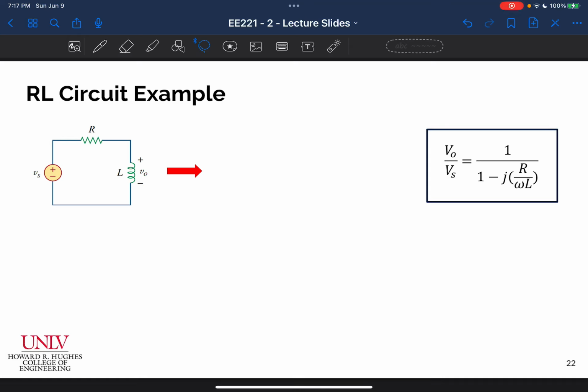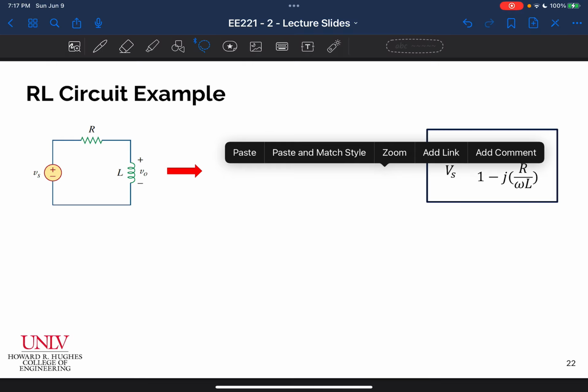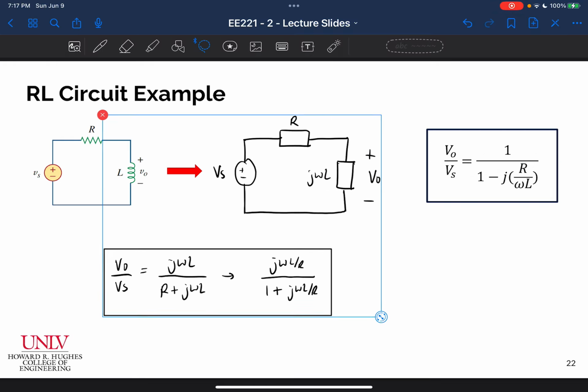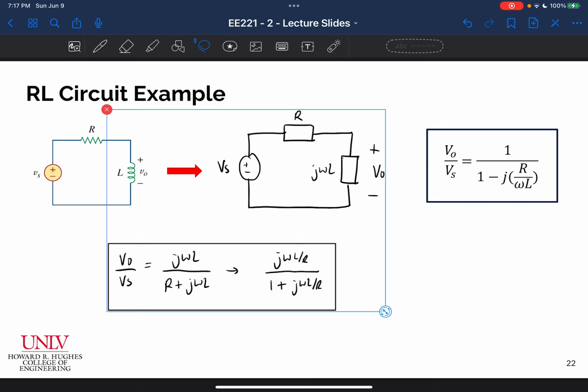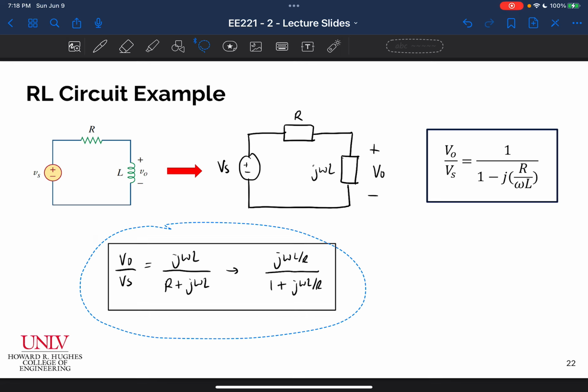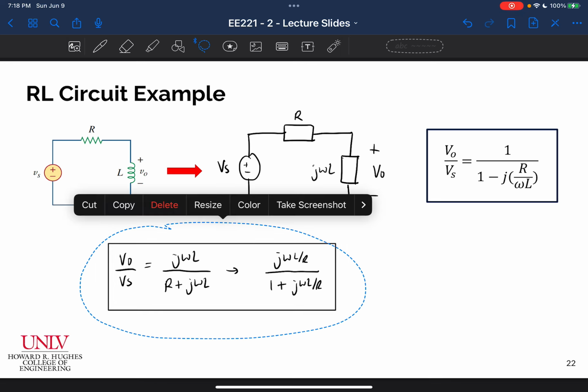All right, so we kind of already did this RL circuit in the past when we were looking at transfer functions, so I'm not going to take too much time to derive this transfer function. Instead, I'm just going to paste the phasor domain circuit that we found previously right here. Of course, we know the impedance of an inductor is j omega L, and then this is the transfer function that we got, which doesn't look exactly the same as what I have.